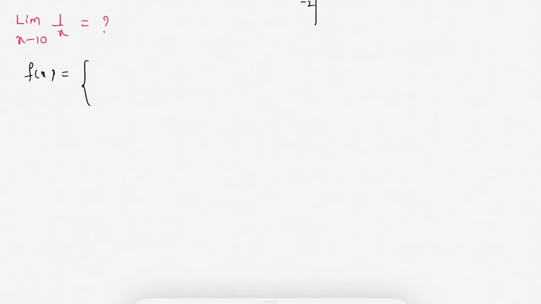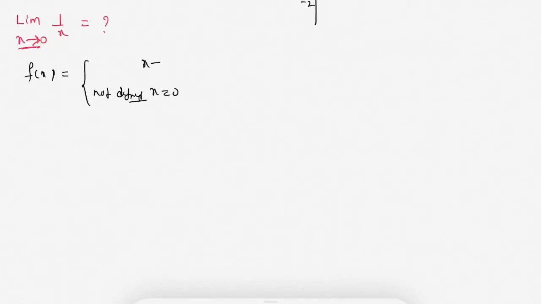So if I substitute x equal to 0, what will happen? If I substitute x equal to 0, 1 by 0 is infinity. So it is not defined. This is about x tending to 0. So if x equal to 0, it is not defined.